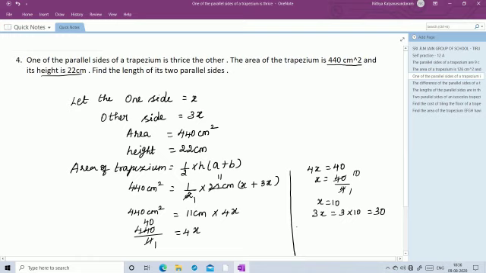So the length of its two parallel sides is equal to 10 centimeter and 30 centimeter.